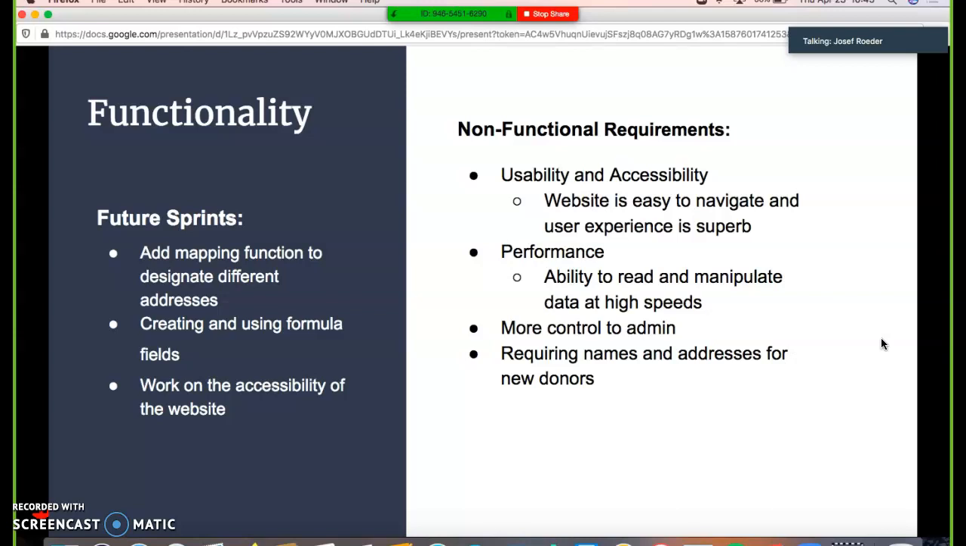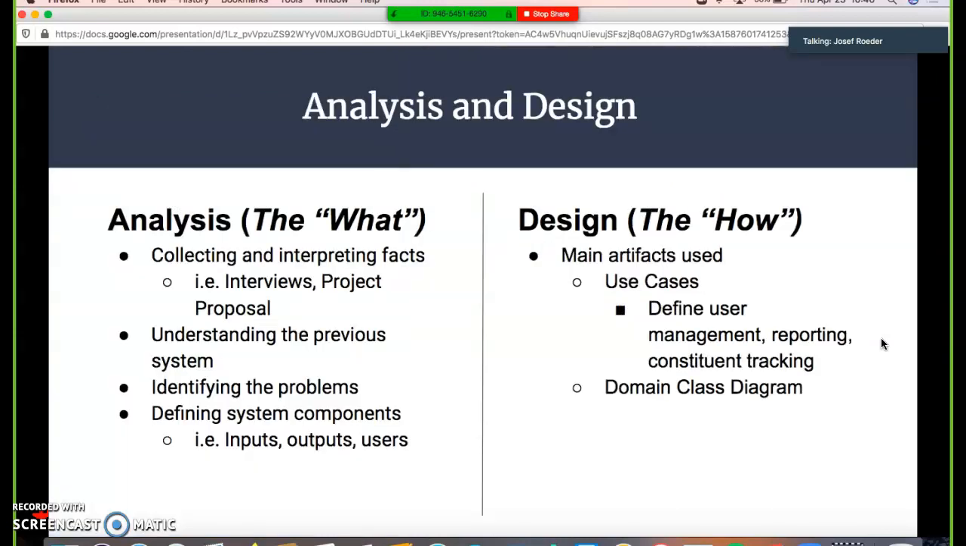And I just want to briefly touch on what we were hoping to get out of this project if we had more time and available in more future sprints. We wanted to add a mapping function to designate different addresses. We also wanted to create and use formula fields to help manipulate the data and make it easier to track constituents. And overall, just work on the accessibility of the website. Right now we have that basic format, but we really wanted to get it up and running and more user-friendly. So now I'm going to pass it on to Eric to talk about analysis and design.